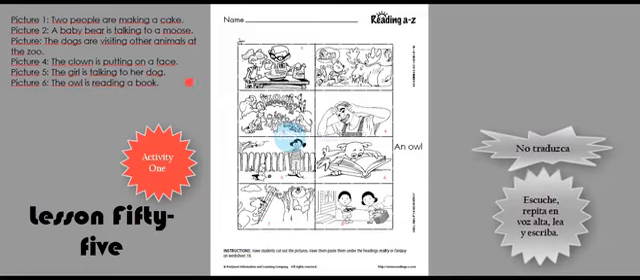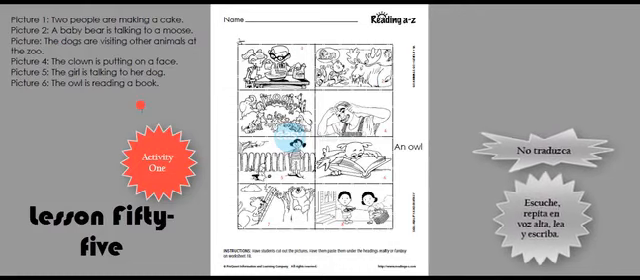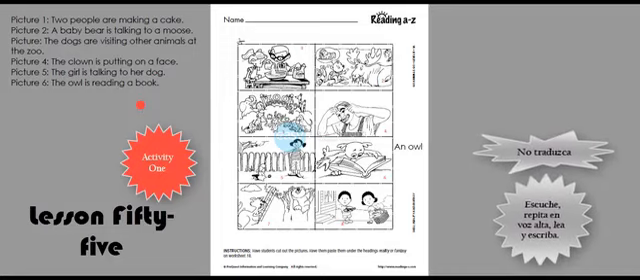Do owls read books? Do girls talk to dogs? Do clowns put on a face? Do dogs visit other animals at the zoo? Do baby bears talk to moose? Do people make cakes?